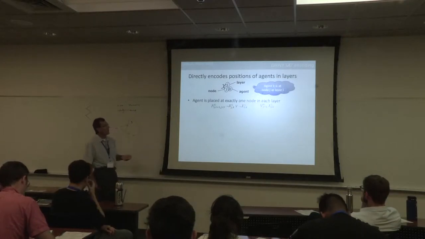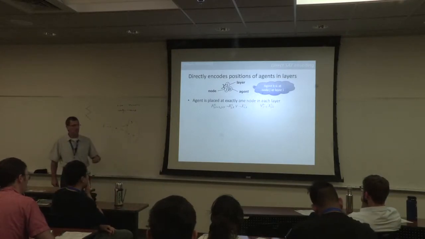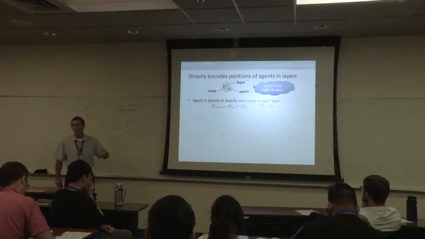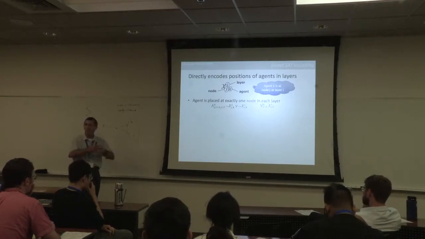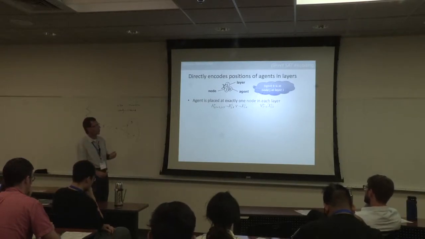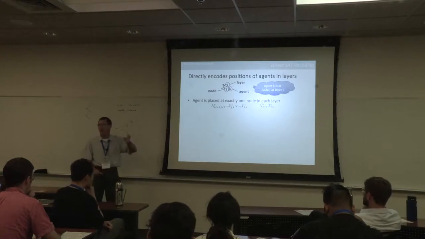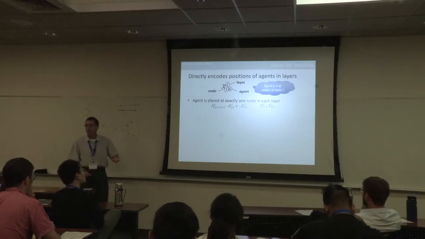Well, for each layer, the agent should be placed in exactly one node. In the previous encoding, it was easy because we have one variable indicating the location, so it was one location. Now we have many variables for each node. They can be true or false. So we want to say that exactly one of these x variables for a given agent, a given layer equals one, is true, right?